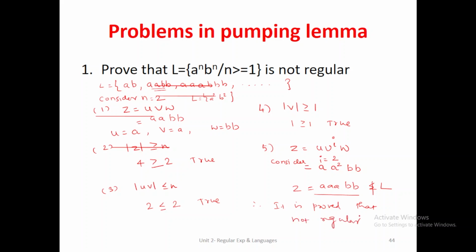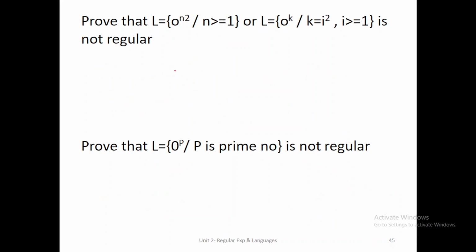Okay. Then the second problem. Here L is equal to 0 power n squared. So if I am taking n is equal to 2, substitute it: 0 power 2 squared. So 4 zeros. So Z equal to UVW. So here 4 zeros are available. So the last 2 zeros will be considered as W. Okay. So this is the first condition.